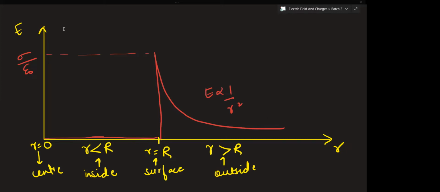Now clear? Any doubt in this part? Just ask me. Case 3, which is case 3? Inside is this case 3. This is inside, 0. This is case 2. And this is case 1.